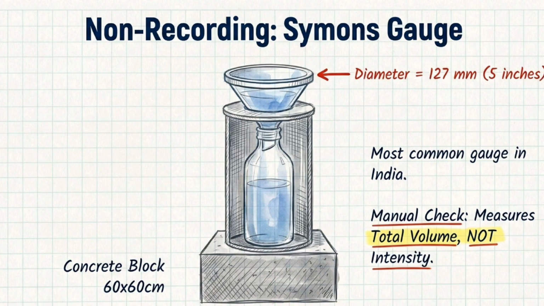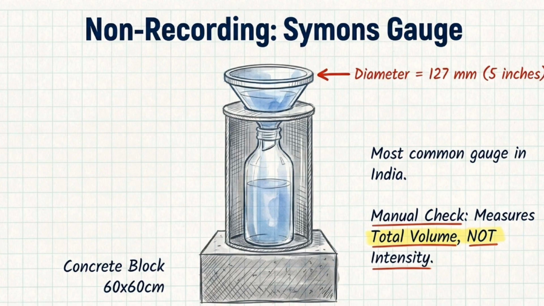Since this is a non-recording rain gauge, it does not continuously record rainfall during the storm. Instead, the observer manually checks the collected water once a day. The important point to remember is that Symon's rain gauge measures only the total rainfall depth, not the rainfall intensity or variation with time. The entire rain gauge is usually installed on a concrete base of about 60 by 60 cm to keep it stable and properly positioned.